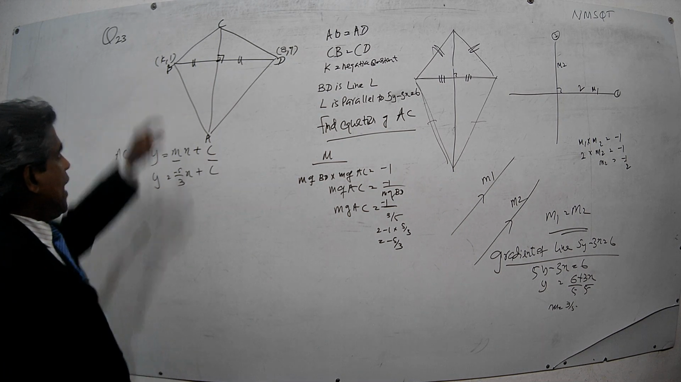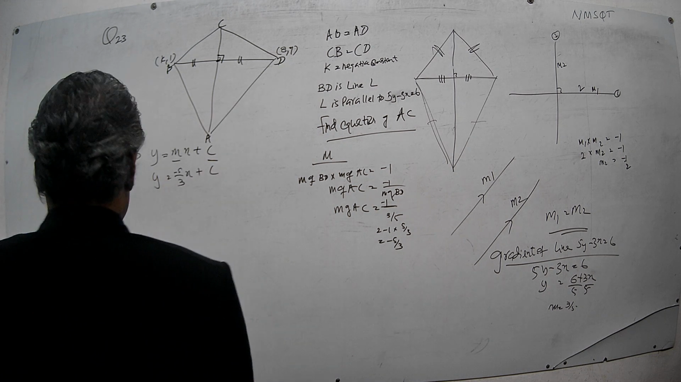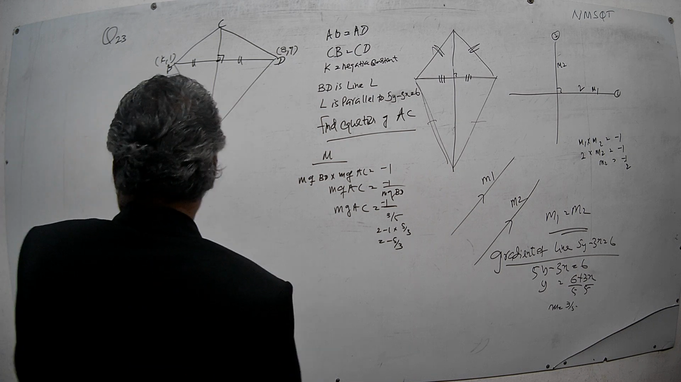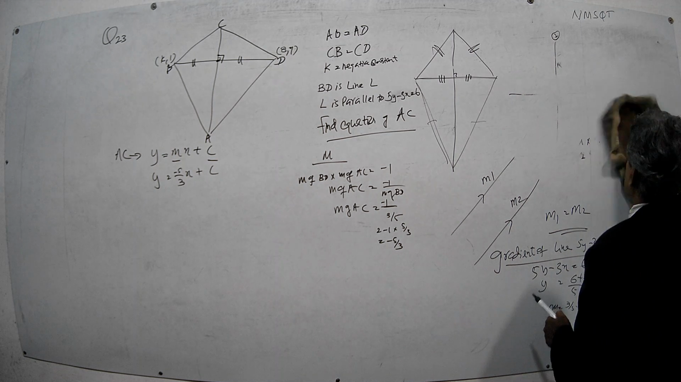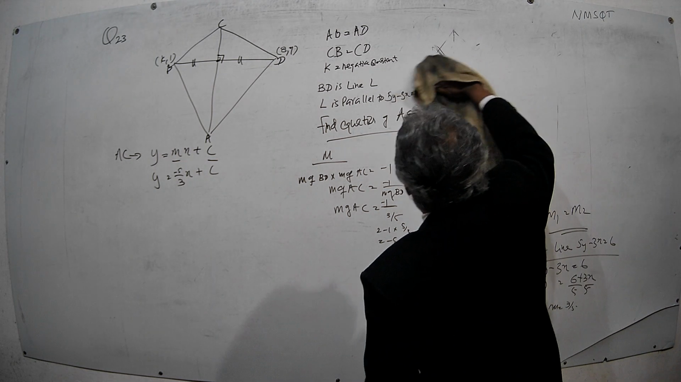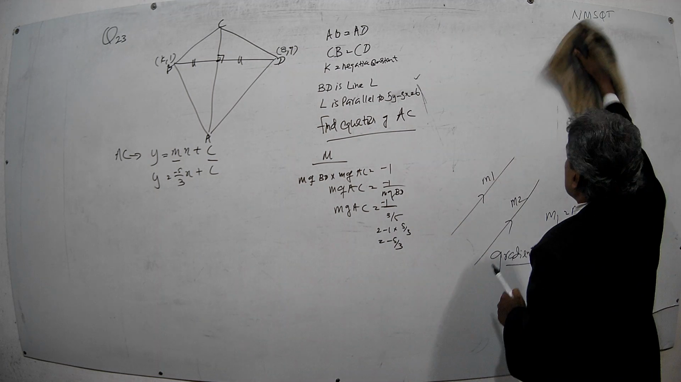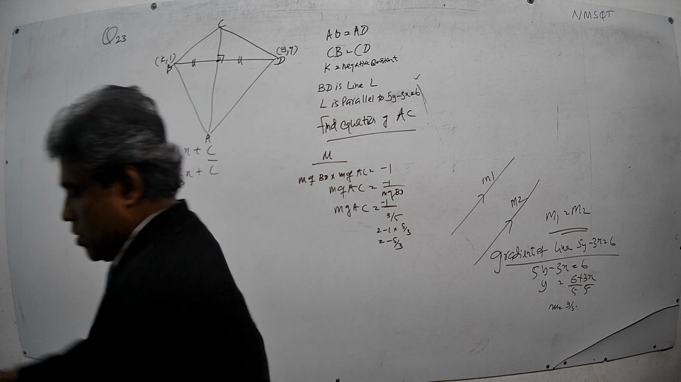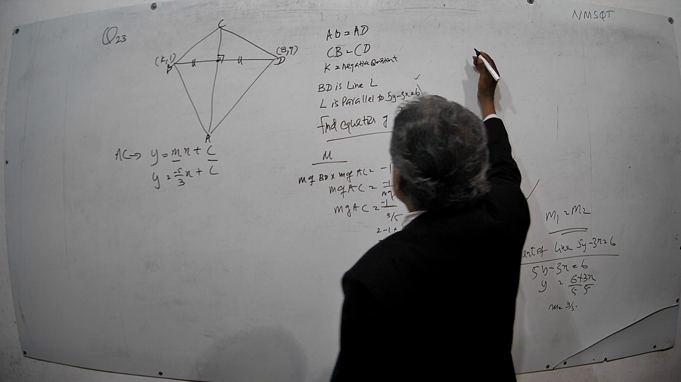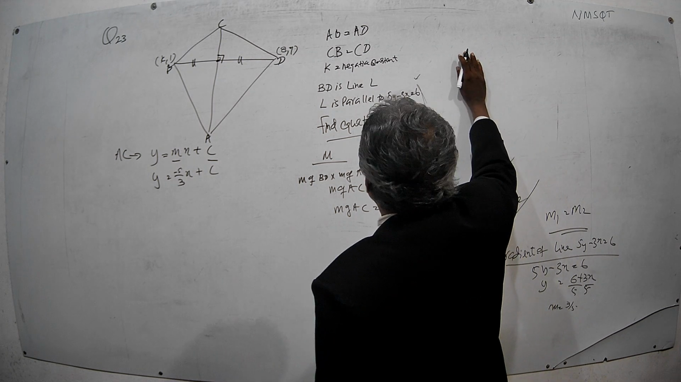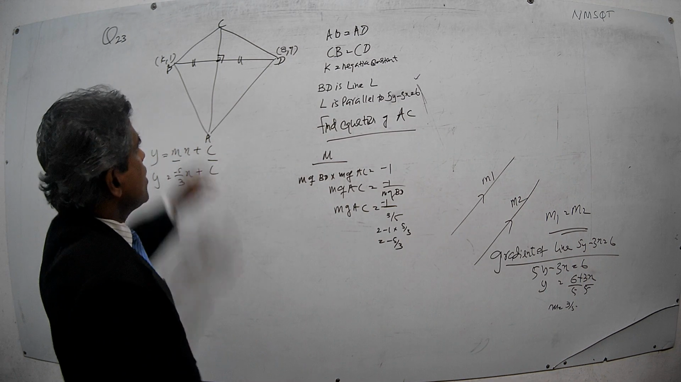We will find K first of all. What is K? To find K, the equation of BD is given. Equation of BD, that's another point. We have to find the equation of BD also for finding this K. Right. We will do that.